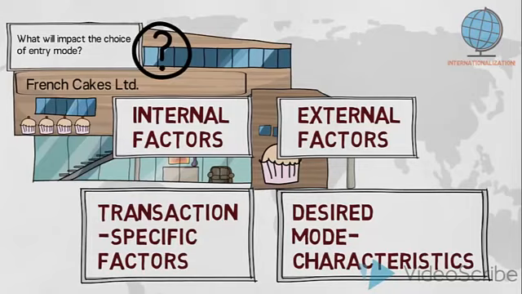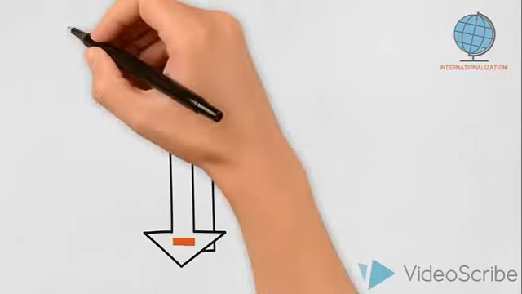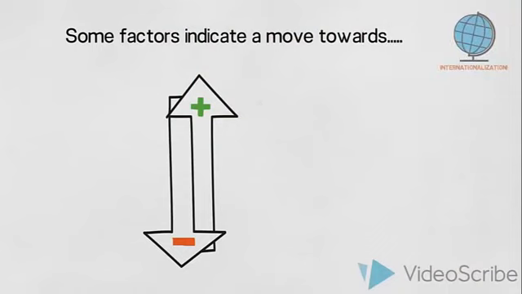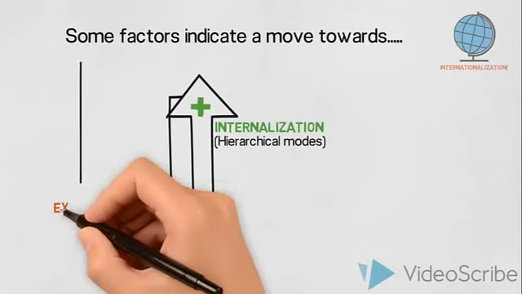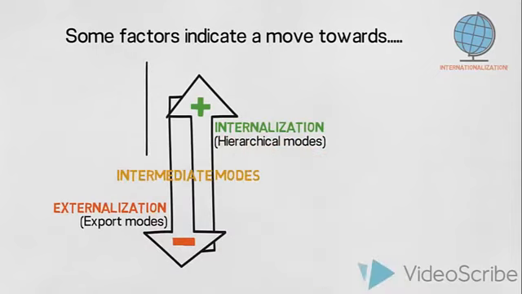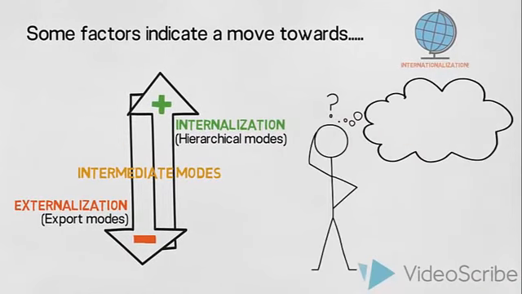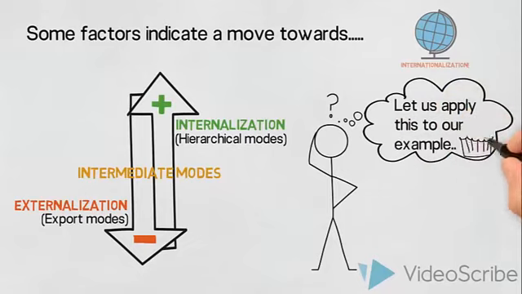As we will address these 4 sets of factors for French Cakes, we will use this visual to indicate in which direction the different factors are pointing us. Some factors might indicate a move towards internalization. In other words, that using a hierarchical mode is appropriate. Other factors might indicate a move towards externalization, using an export mode, is more suitable. And some may indicate a more moderate approach and thereby point in the direction of an intermediate mode. So let us apply this visual to our example with French Cakes as we address the 4 sets of factors.